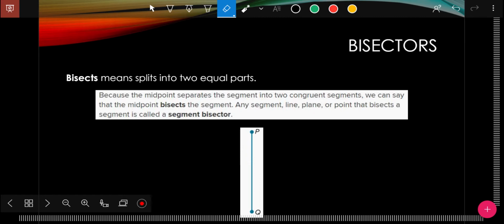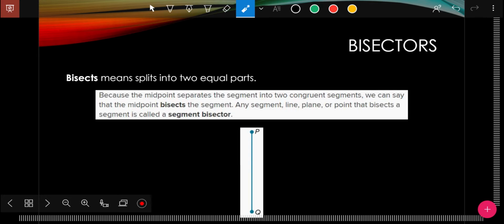I said before that the definition of midpoint was probably best if you said that a midpoint bisects the segment, but we didn't know what that word bisects means. This is the most important note today. You need to know what bisects means. Bisects means it splits into two equal parts.